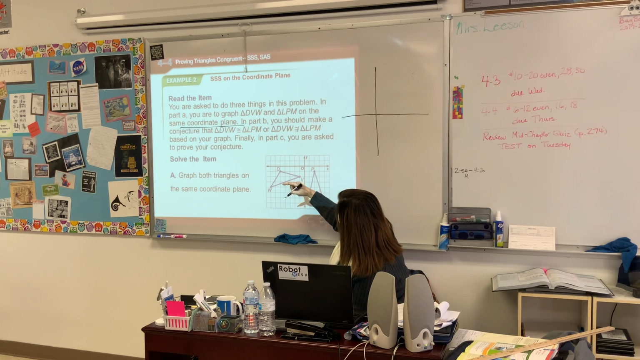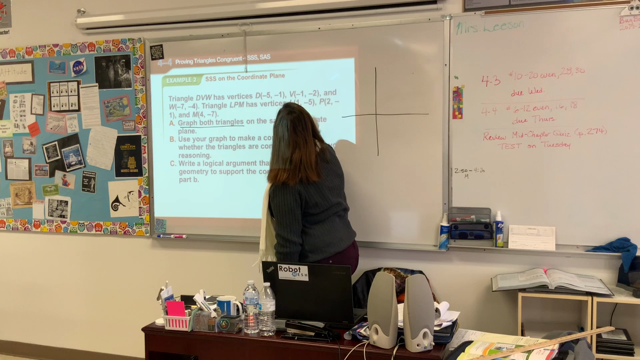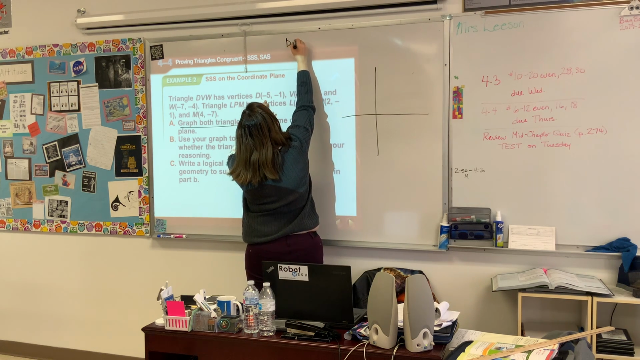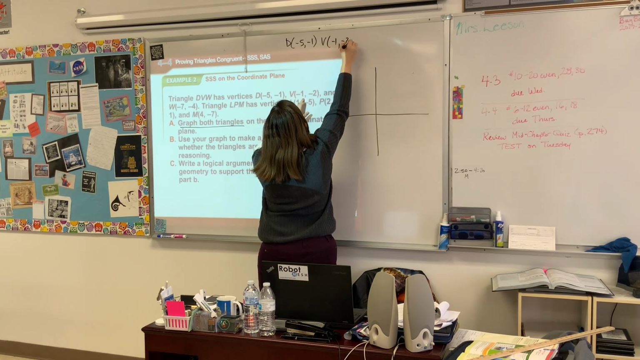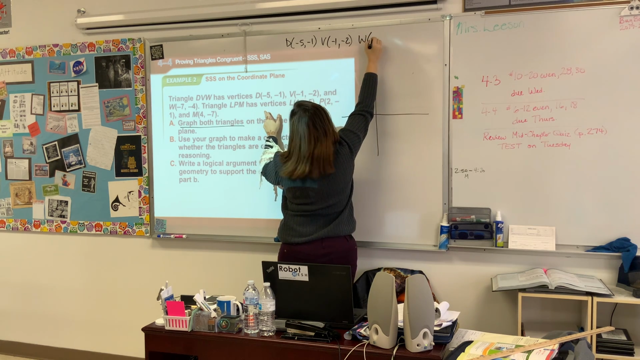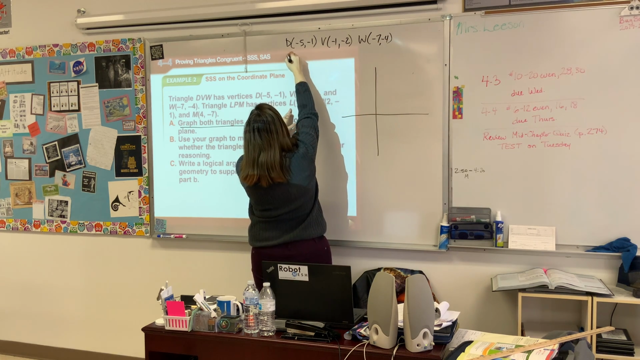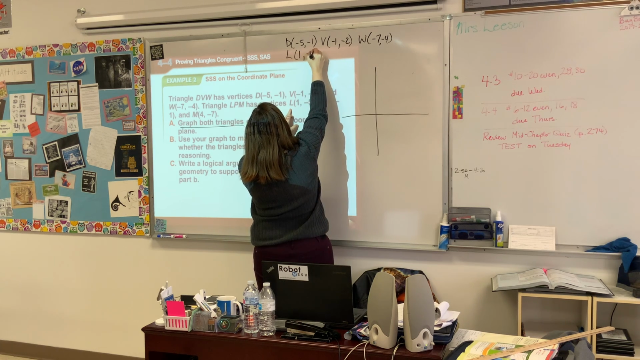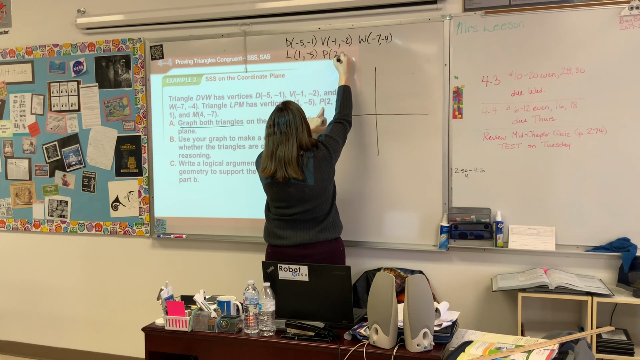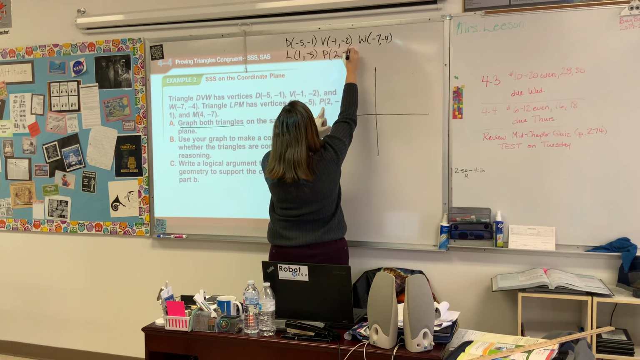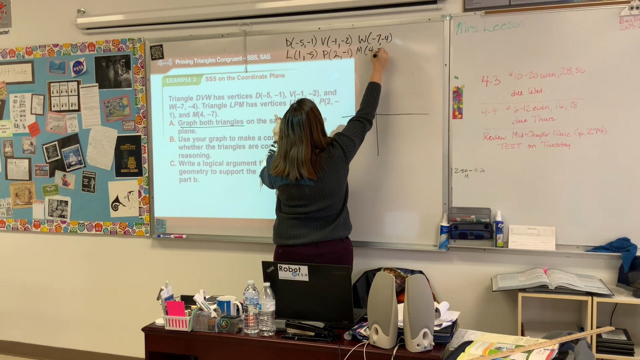Okay, let's check things out to make sure that they actually put these in the right order. So we need to make sure we have vertices: D at -5, -1. V at -1, -2. W at -7, -4. And then we're going to have L at 1, -5. Now, we don't know exactly which way these are corresponding as of yet, or if they're corresponding. And M at 4, -7.